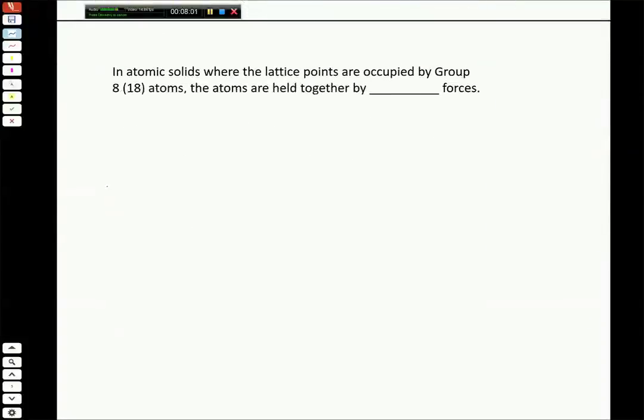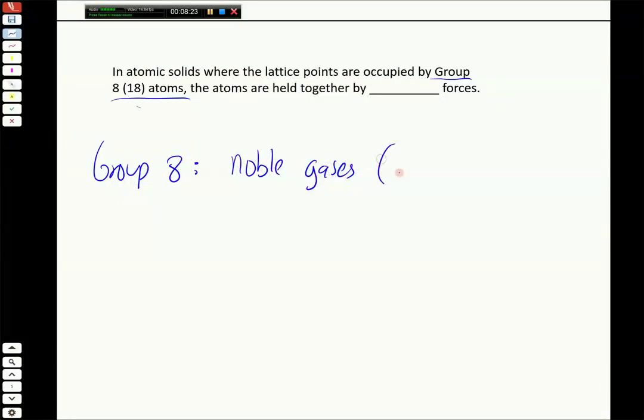Next question here, we're kind of jumping around a little bit. I didn't really put these in any logical order. We're dealing again with atomic solids, and here the lattice points are occupied by group 8 atoms. So remember, group 8 is the noble gases. So that's going to be helium, neon, argon, xenon, krypton. So we're talking about a solid formed of these elements.